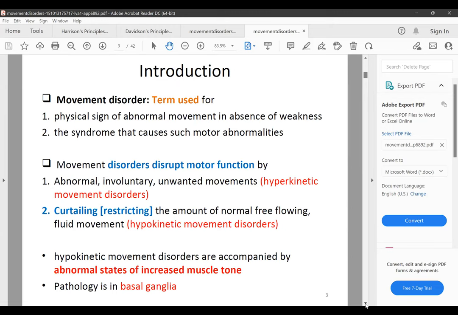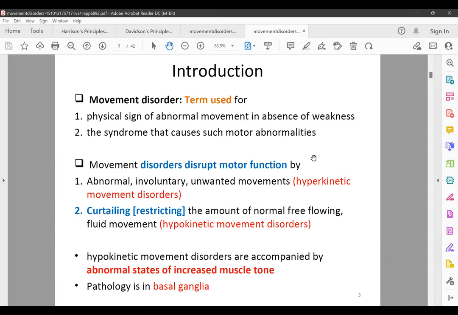So movement disorder is a physical sign of abnormal movement in the absence of weakness. Suppose a person has hemiplegia and is not able to walk and has an abnormal movement. That is no use. That's not what we are talking about.